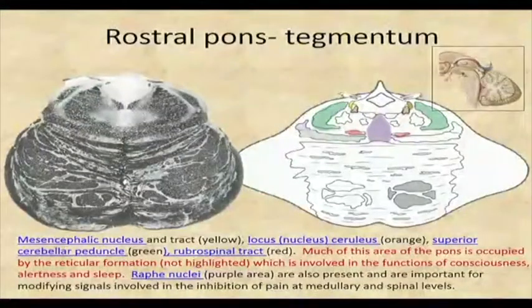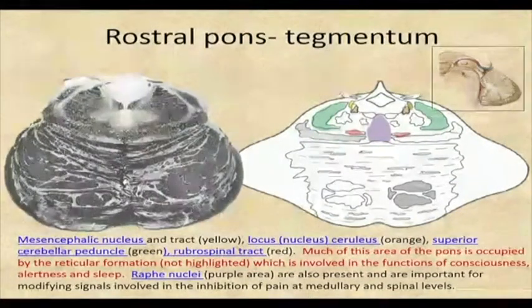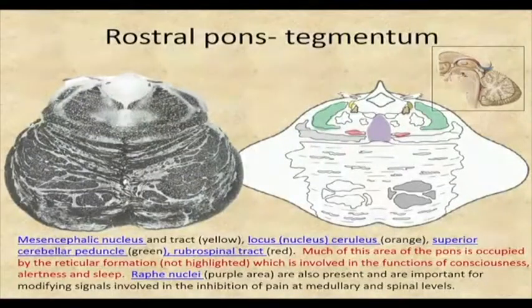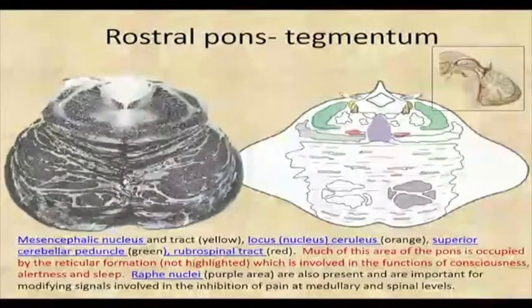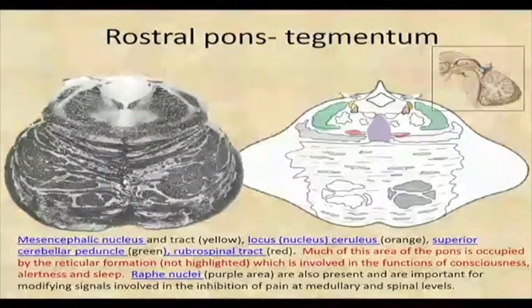And then the green aspect is the superior cerebellar peduncle. I talked to you yesterday about how they have these three different peduncles, but it would be really great if the inferior one connected to the medulla, the middle one connected to the pons, and the superior one connected to the midbrain, but it's not that way. The very, very rostral pons is where the superior cerebellar peduncle comes into the brainstem.